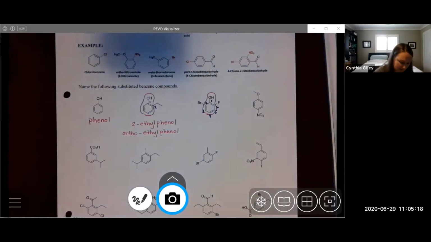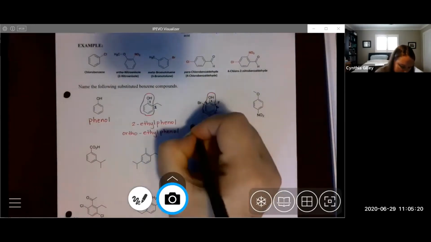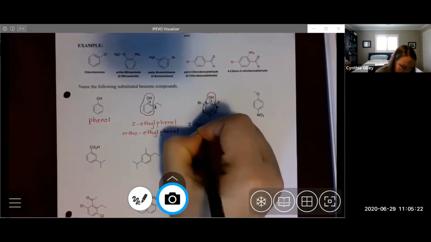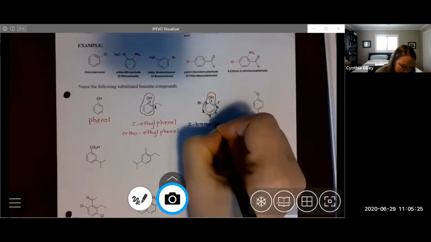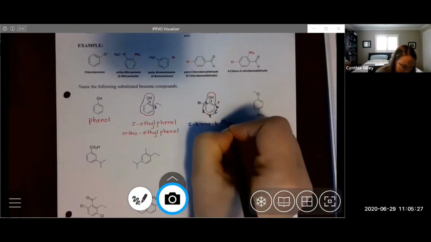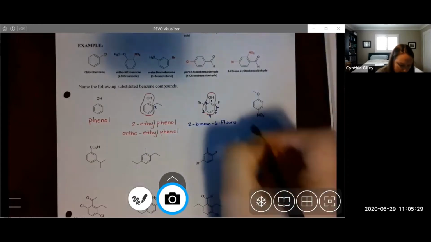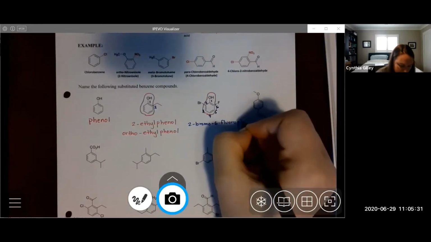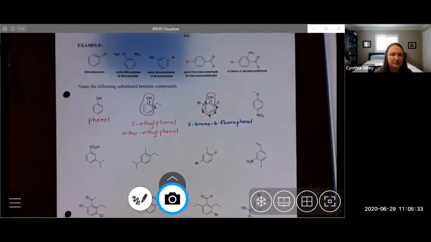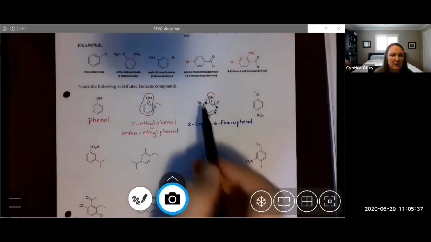And so then this becomes 2-bromo-6-fluoro, and then the word parent phenol. Okay, and because there's more than 2, we cannot use ortho, meta, or para.